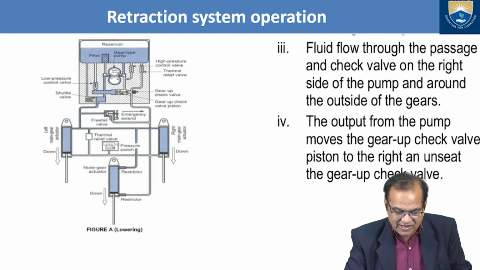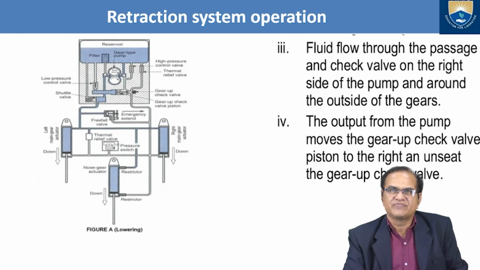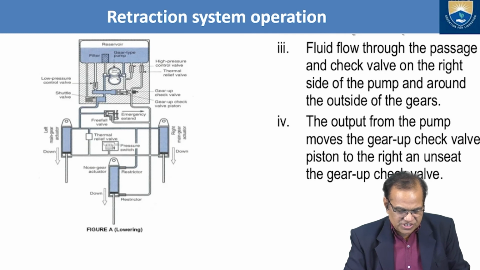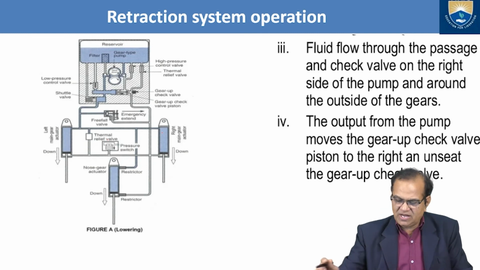We have the gear up check valve position here. We have the shuttle valve here. We have the low pressure control valve here. We have the reservoir, we have the filter. All the systems are operated here. Pressure switch is there, thermal relief valve is there. This is used to monitor the temperature. So all these things will work.